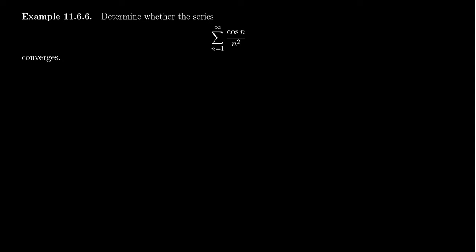But since absolute convergence implies convergence, we can use the absolute series to help us show convergence. Let me give you such an example. Determine whether the series, the sum n equals 1 to infinity of cosine n over n squared, is convergent or not. Let's determine whether this series converges.